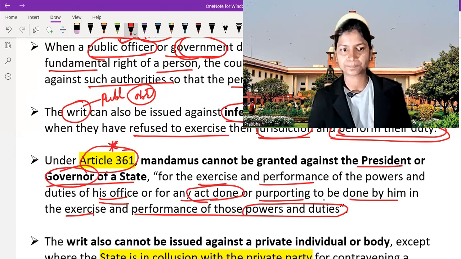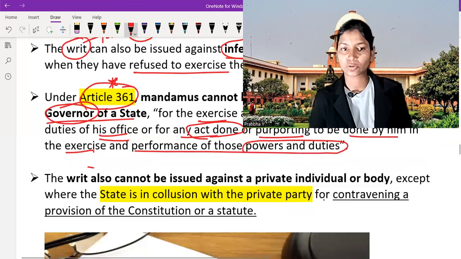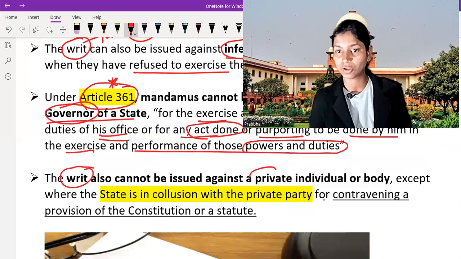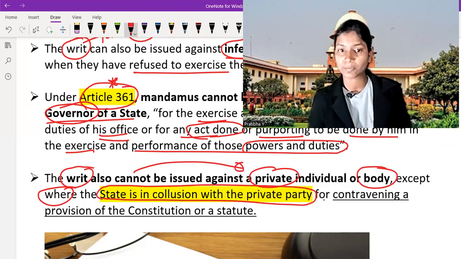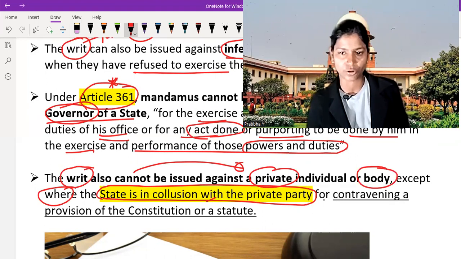Next one is that the writ also cannot be issued against a private individual or body, except where the state is in collusion with the private party. If the state is in collusion with the private party, then the court has authority to issue a writ. But if it is not, then the court has no authority to issue a writ to a private individual or body, or for contravening a provision of the constitution or a statute.